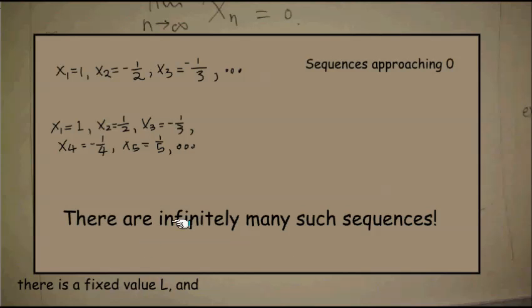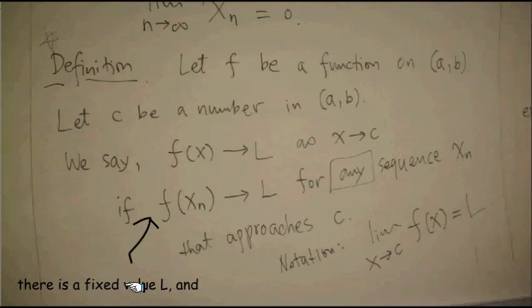So let me go back to the statement of the definition. In part it says you consider any sort of sequence that approaches c, for example, 0. And how many sequences are there? There are infinitely many possibilities. And for all those sequences, if you plug in all these x values, we have a new sequence, the sequence of function values, and as long as the x sequence approaches c, they must all approach the same number.